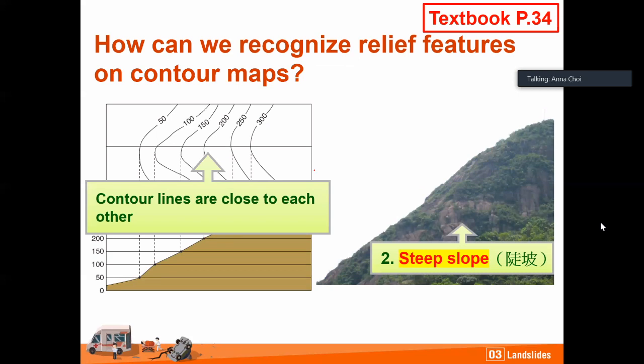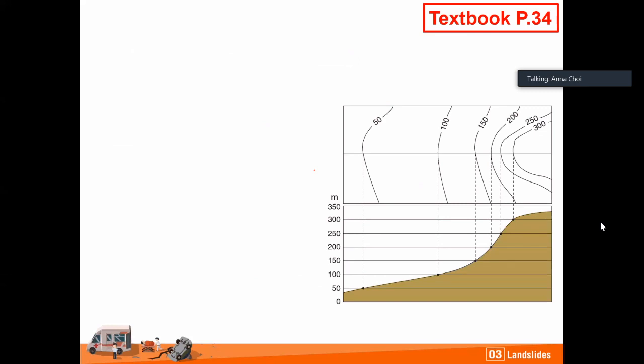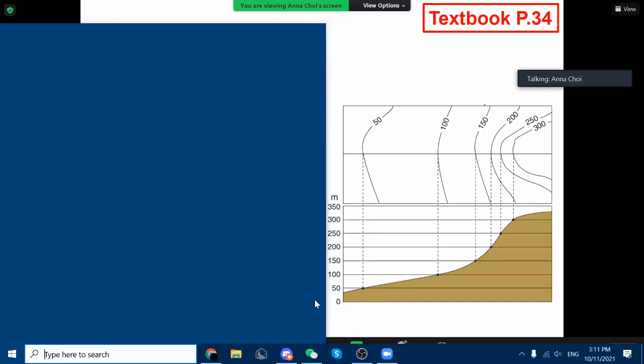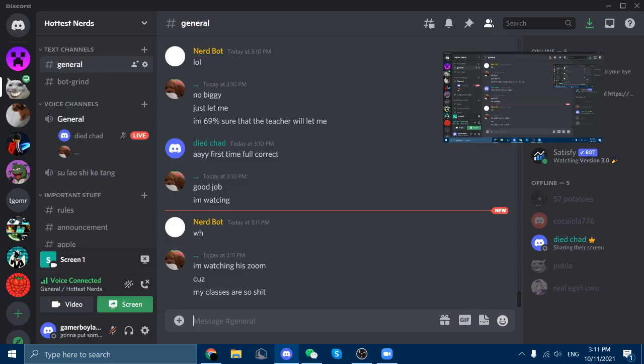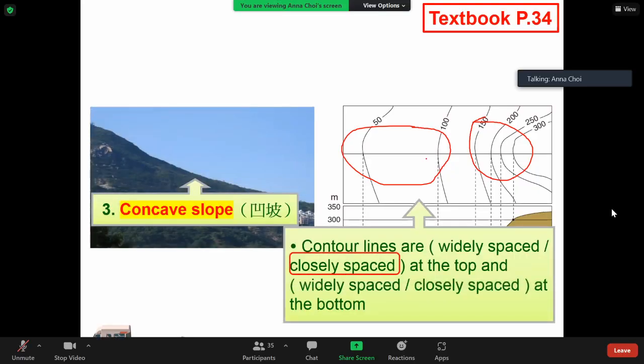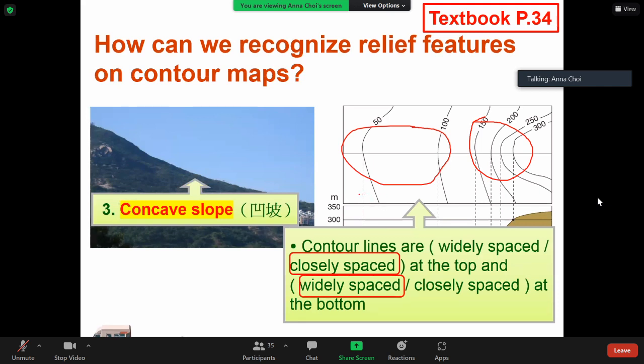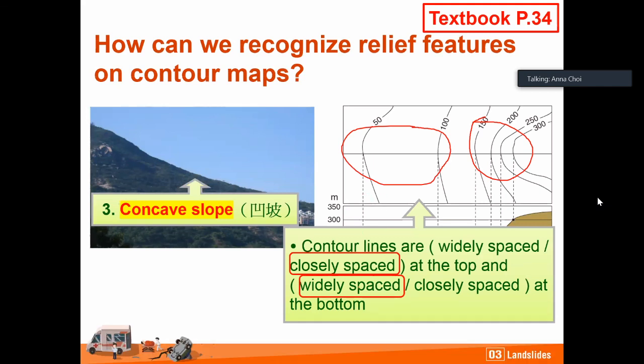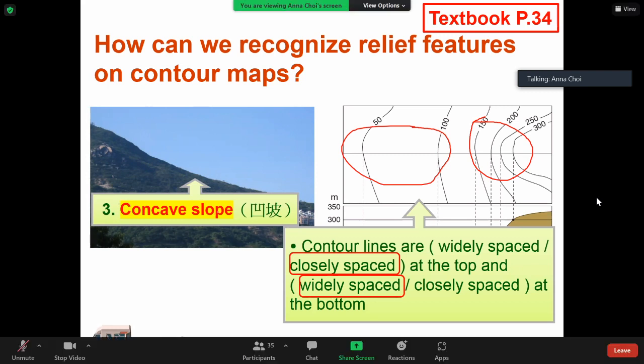But for slopes, some of them have a special pattern. Just like this one, you can see we have a steep slope on top, but a gentle slope at the bottom part. We say that this kind of relief feature is called a concave slope. Closely spaced at the top and widely spaced at the bottom, we call concave.